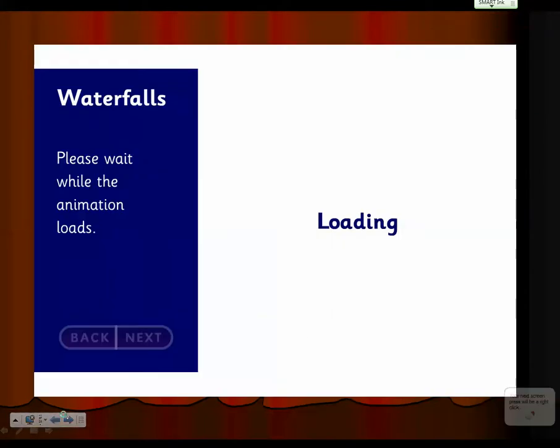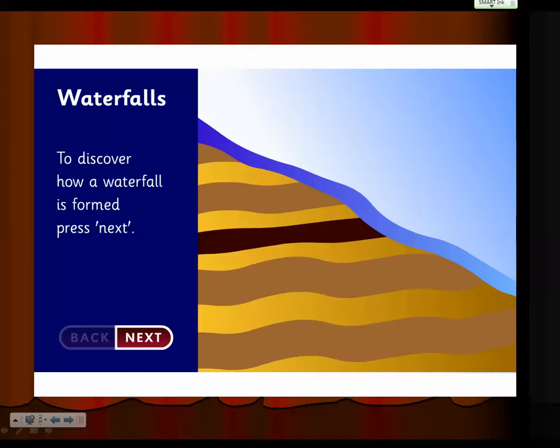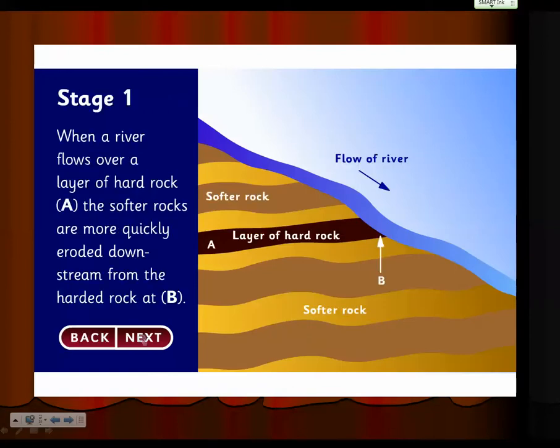All right, let's see if we can get this thing to work. Here we go. To discover how waterfalls form, press next. So let's try it.